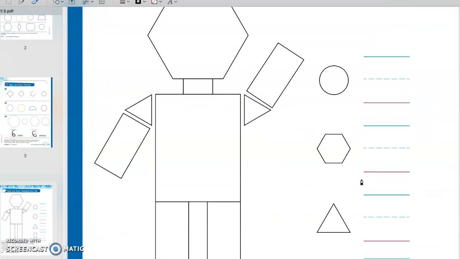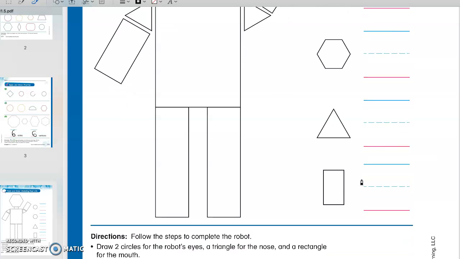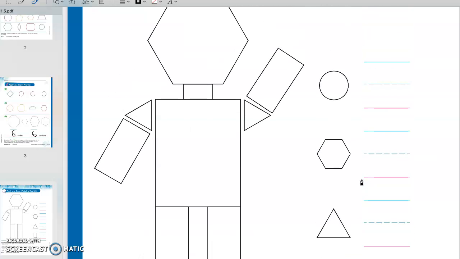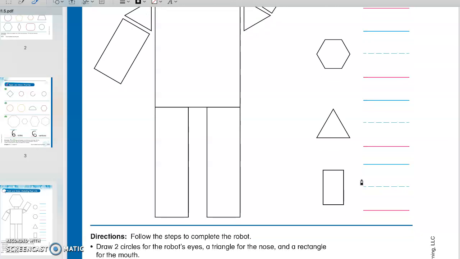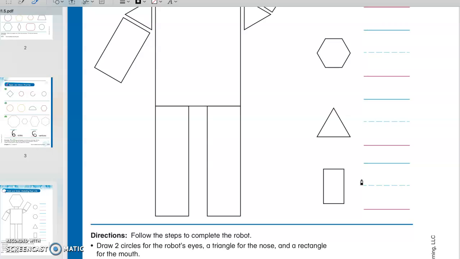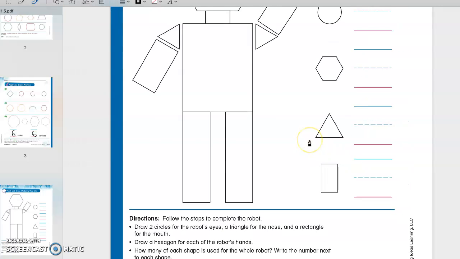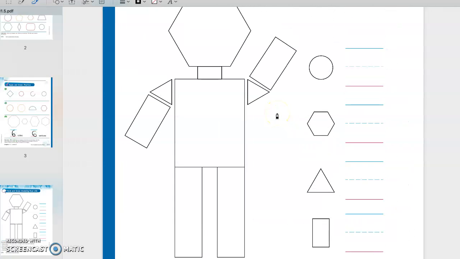Okay. Now, this is a cool project at the end. You're going to make a robot. At the bottom, there are instructions. If you want to do it with me, you can listen to my instructions. Draw 2 circles for the robot's eyes. Go ahead. Draw 1 triangle for the nose, a rectangle for the mouth. Draw a hexagon for each of the robot's hands. So think about where you're going to put the robot's hands and draw a hexagon.